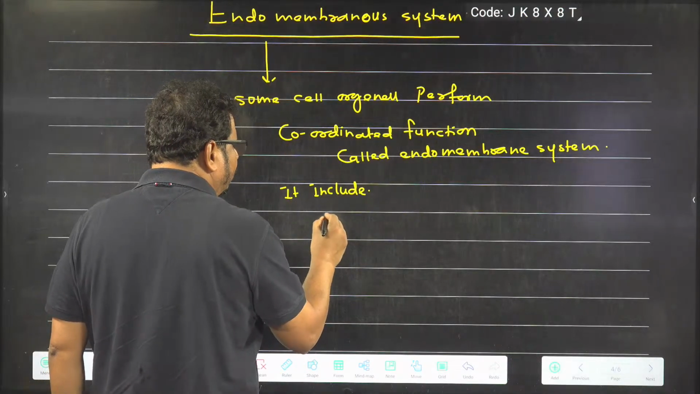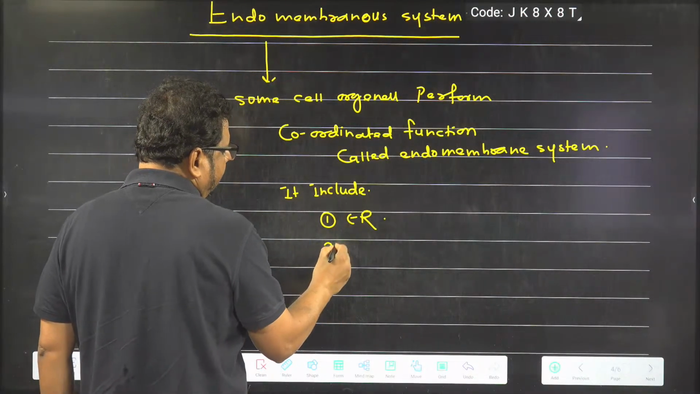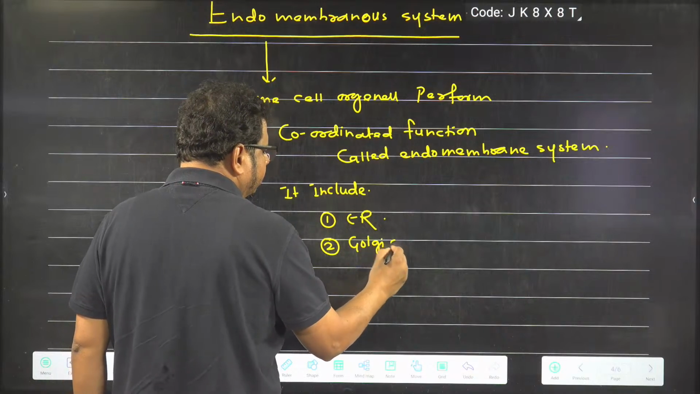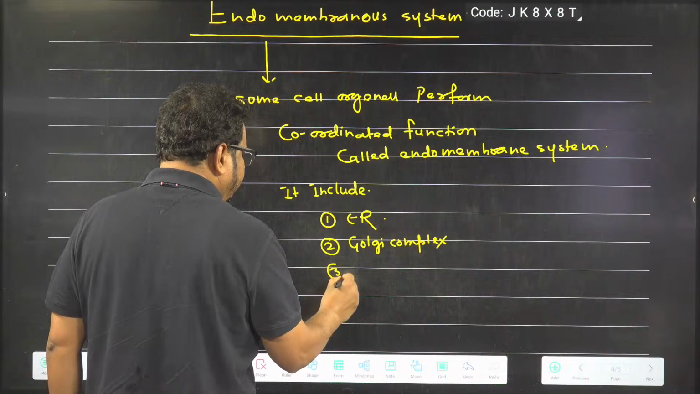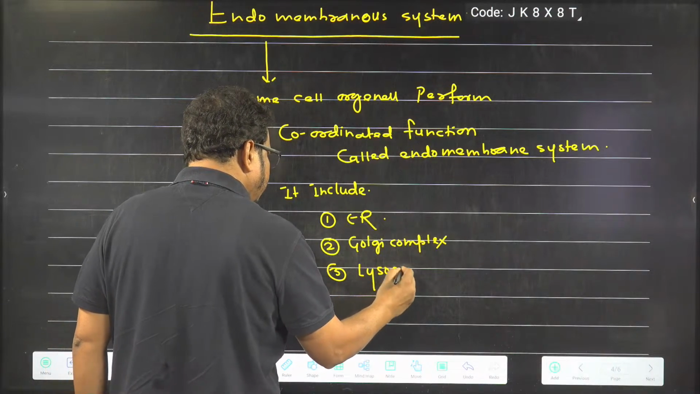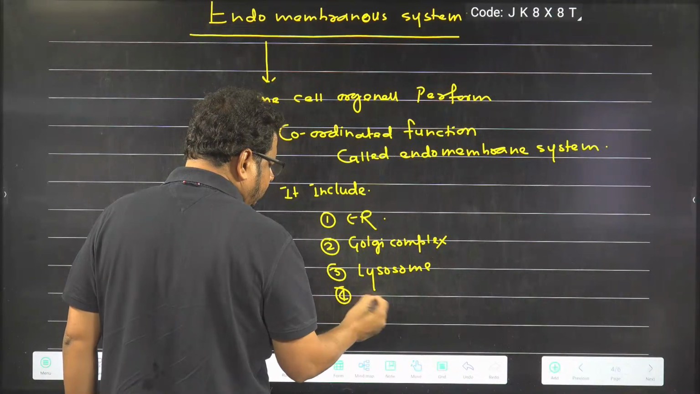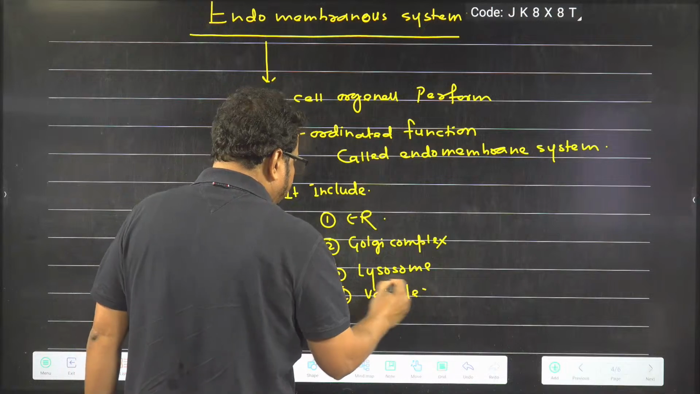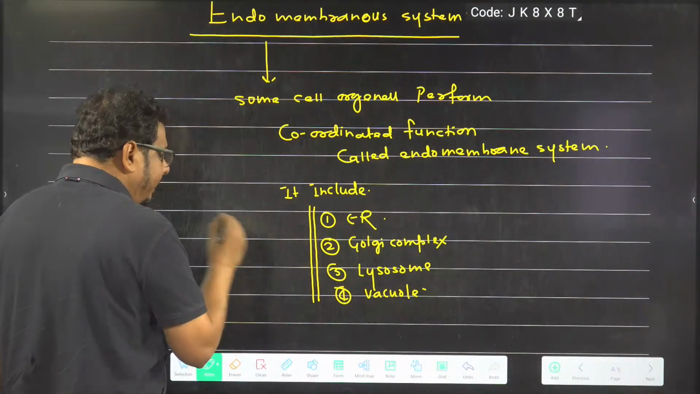It includes first cell organelle, I am writing ER, endoplasmic reticulum. Second cell organelle I am writing Golgi complex. Third I am writing lysosome. And fourth component I am writing vacuole. So these are the cell organelles whose functions are coordinated.